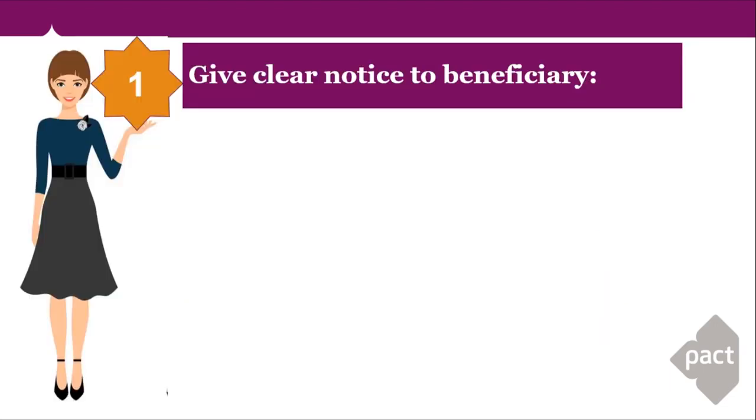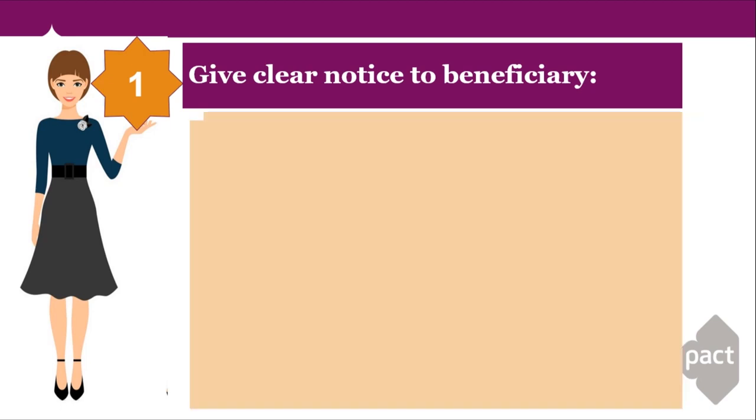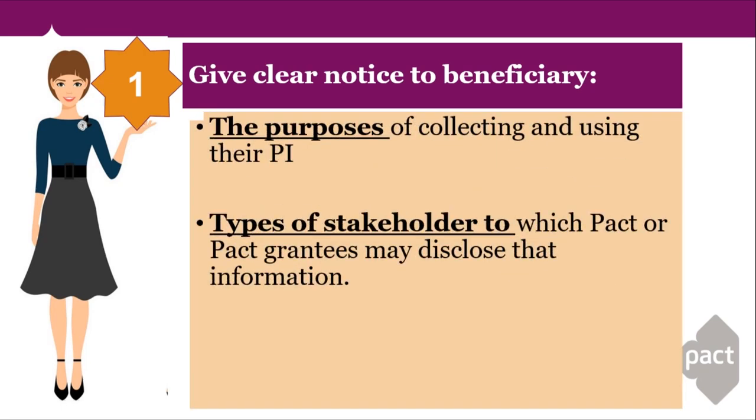The first step is very important: for the project to communicate with the project beneficiary. We, Act grantees, need to provide a very clear purpose of collecting and using the beneficiaries' personal information. And also we need to inform them what types of stakeholders PAC and grantees may disclose their information to.